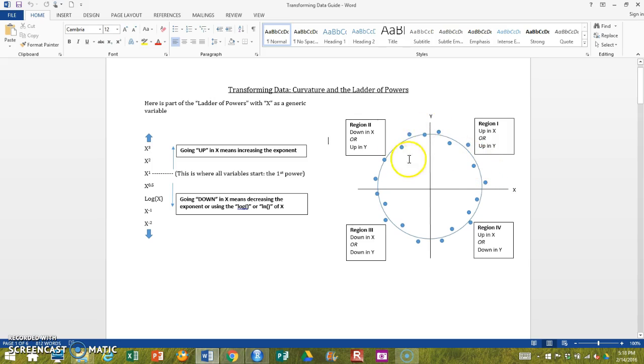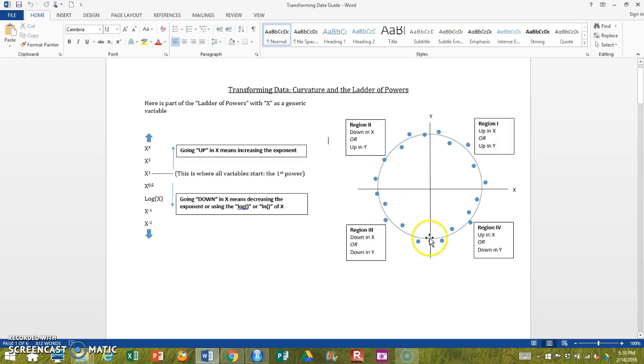If we look in region 2 over here, let's say I have a shape that looks like this section with some fake data around it. Now, to fit this relationship, I can use an X that is transformed down, like a logarithm, or I can go up in Y, like a square.